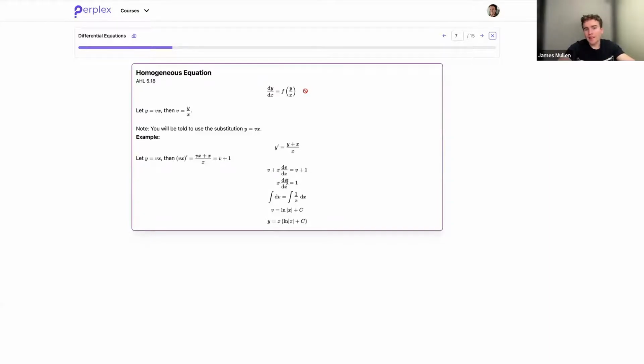If I simplify that, I get x dv over dx is equal to 1, and separating variables, that gives me the integral of dv is equal to the integral of 1 over x dx. I can solve that, and I'm going to find that v is equal to ln of the absolute value of x plus c. And remembering that y is equal to vx, I just multiply through by x, and I get y is equal to x ln x plus c, where c would have to be determined using the initial condition.